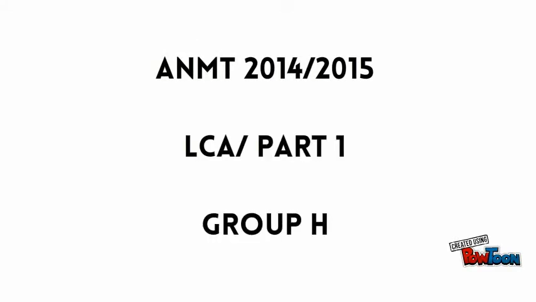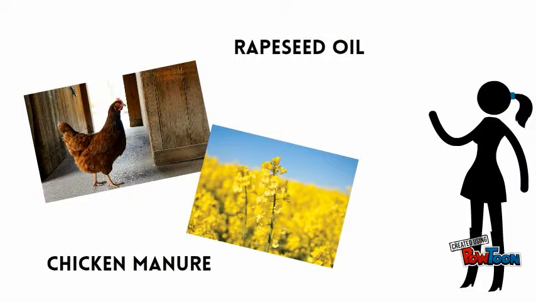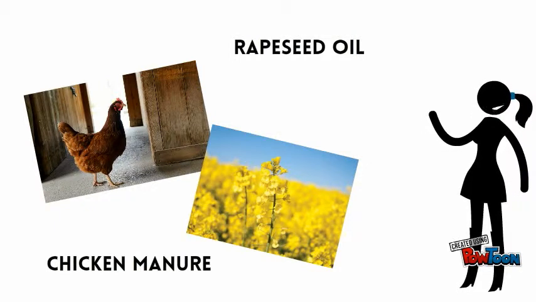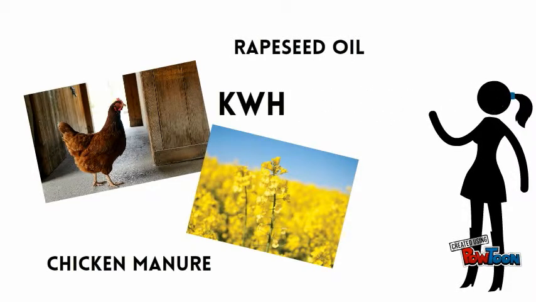In this video, we will compare and assess the global warming potential for the production of electricity by LCAs from two different sources, rapeseed oil and chicken manure. In order to make the two life cycles of electricity production comparable, we defined a functional unit: 1 kWh of electricity delivered to the end consumer for both systems.